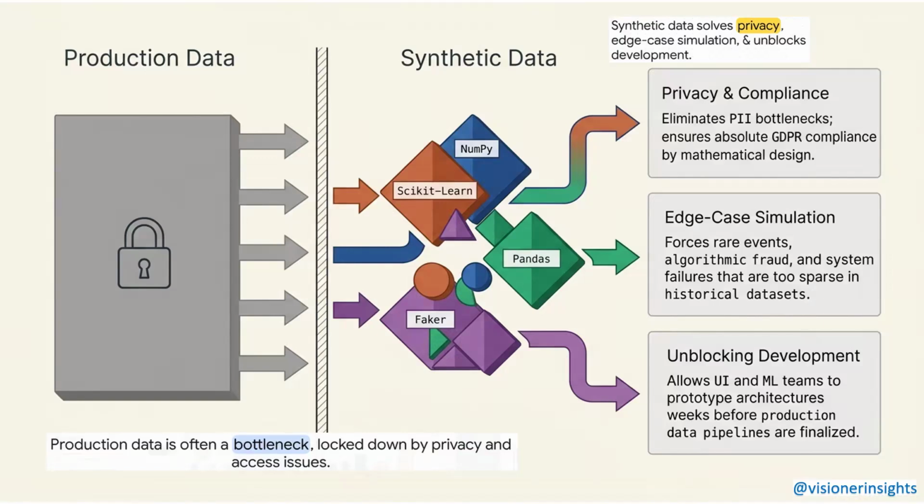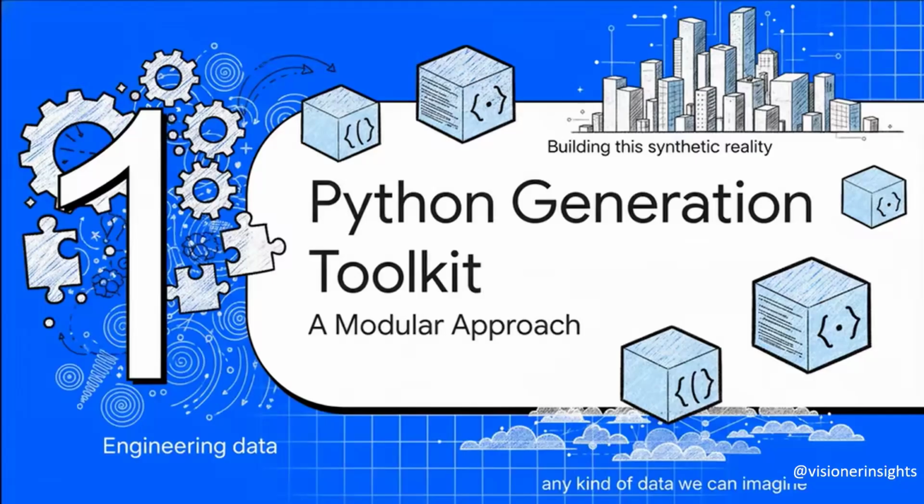And this is where synthetic data comes in. It's the key that unlocks all of this. First, it completely solves the privacy issue because it's all algorithmically created. There are no real people in there at all. Second, it lets us simulate those weird, rare events or edge cases that might be missing from our real data. And maybe most importantly, it unblocks our teams, letting them build and test and prototype without having to wait around for access.